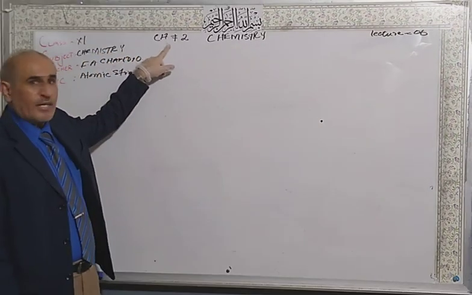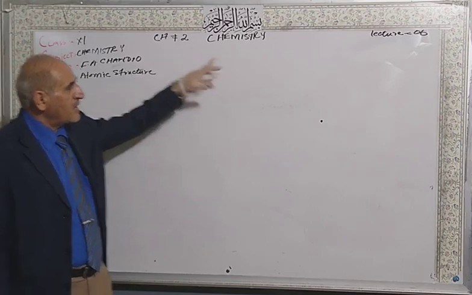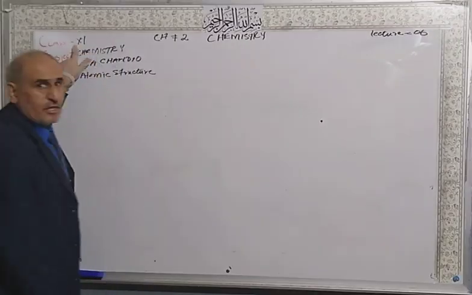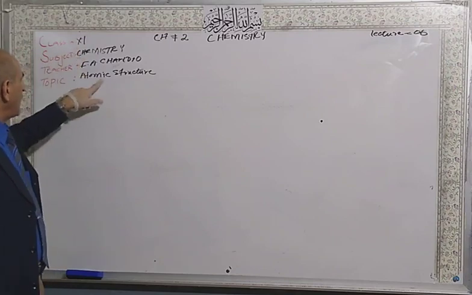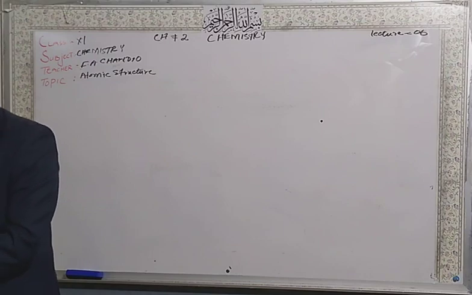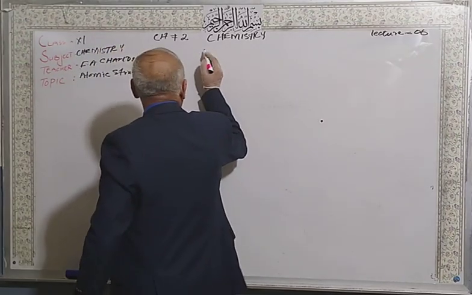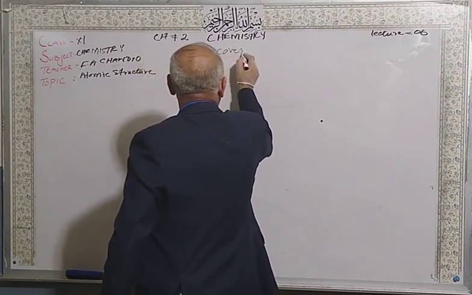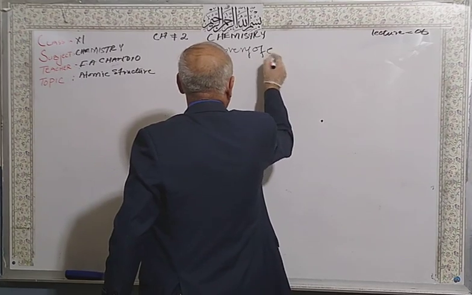So, dear students, we start with number 2 today. And this is, I think, lesson number 6 or 7. This is the first year class, Chemistry, and the new chapter is Atomic Structure. When we are talking about atomic structure, we have the discovery of the electron.